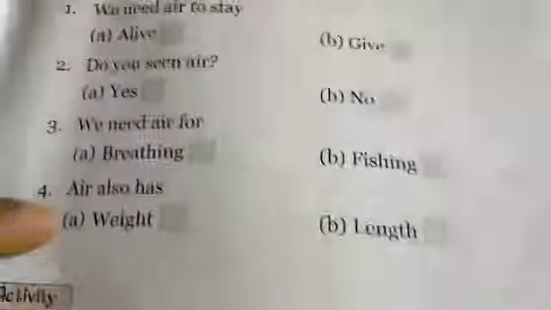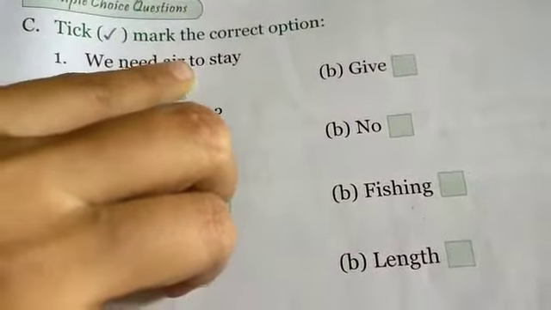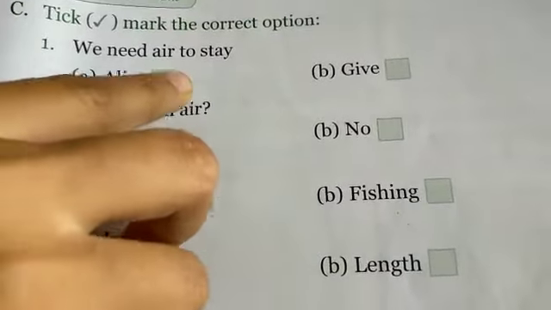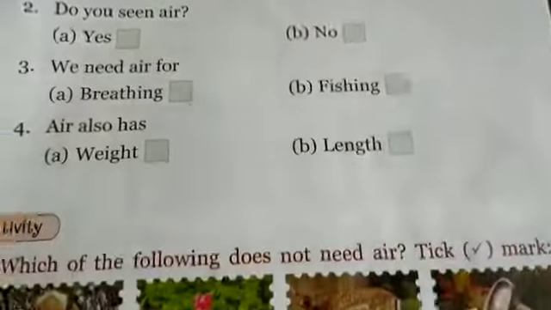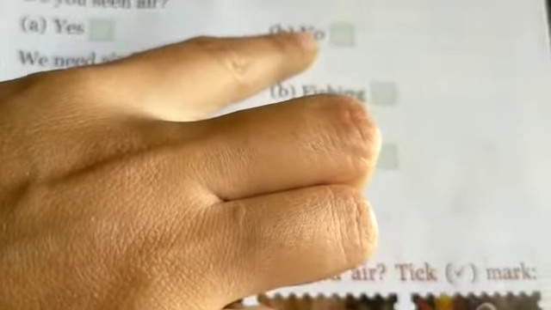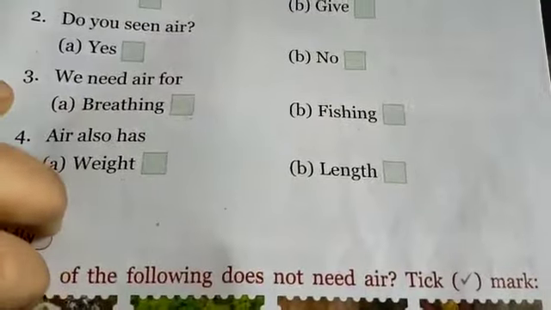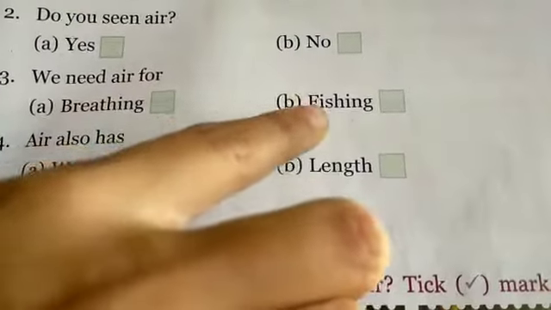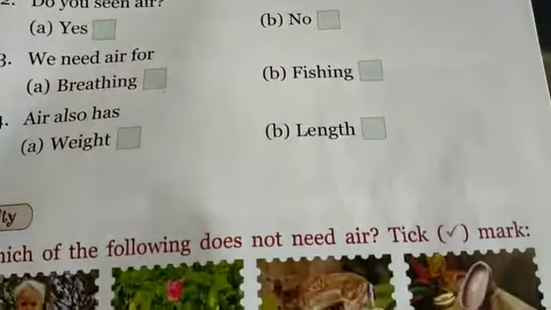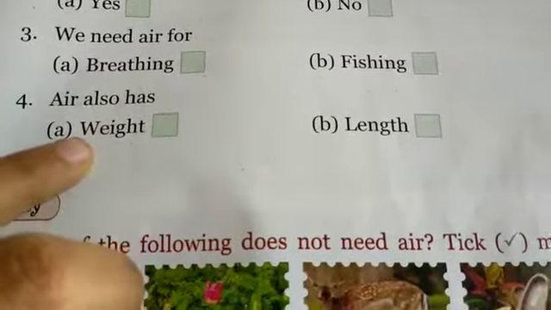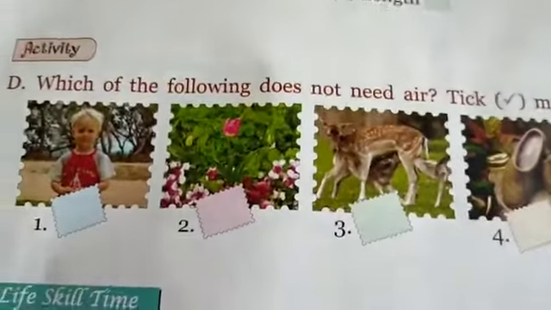Next, tick mark the correct option. First one, we need air to stay. Option A, alive. Put a tick mark here. Second one, can you see air? Yes or no? No, we cannot see air. Third one, we need air for breathing or fishing? Breathing. We need air for breathing. And fourth one, air also has weight.